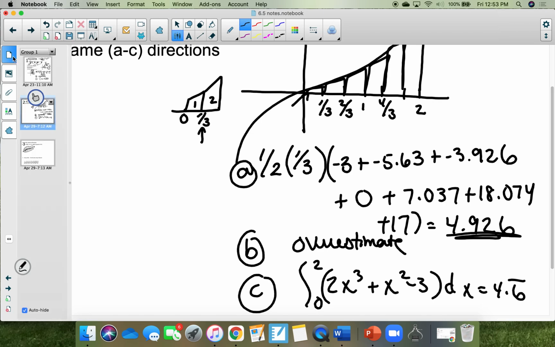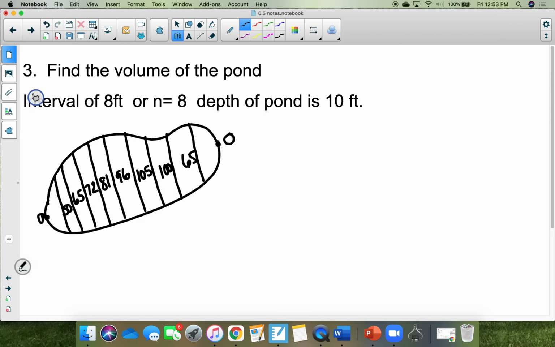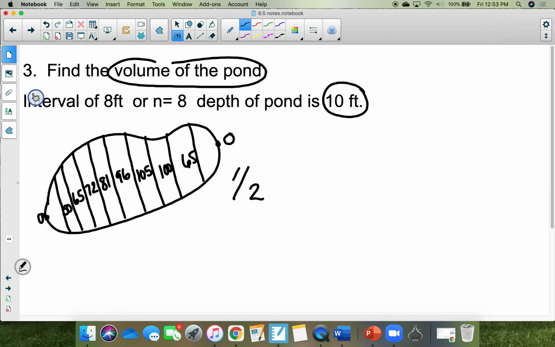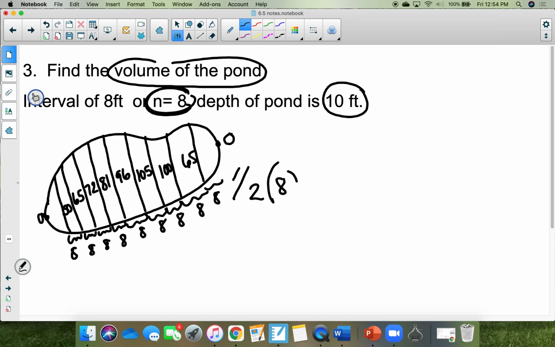And now the second part of the assignment is they want you to find the volume of the pond. And they're telling you that the depth is 10. So in order to do the volume, you're going to do 1/2. And all of these, it's hard to see, but all of these little squiggles right here are spaced out by 8ths. That's what n is equal to 8. So they're all spaced out, so it never changes, that's the 8.